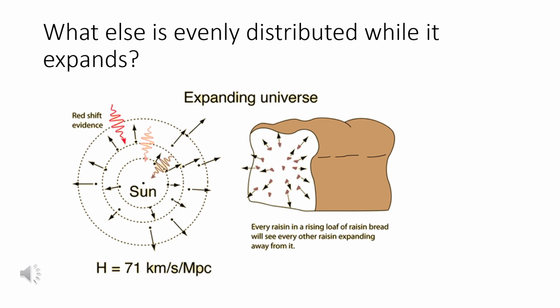We all know of the analogy of the raisin bread, and we can compare raisins in the dough as galaxies in our universe. And as the dough expands and our universe expands, the raisins and galaxies move apart proportionate to each other relative to their given location. But what else expands evenly?